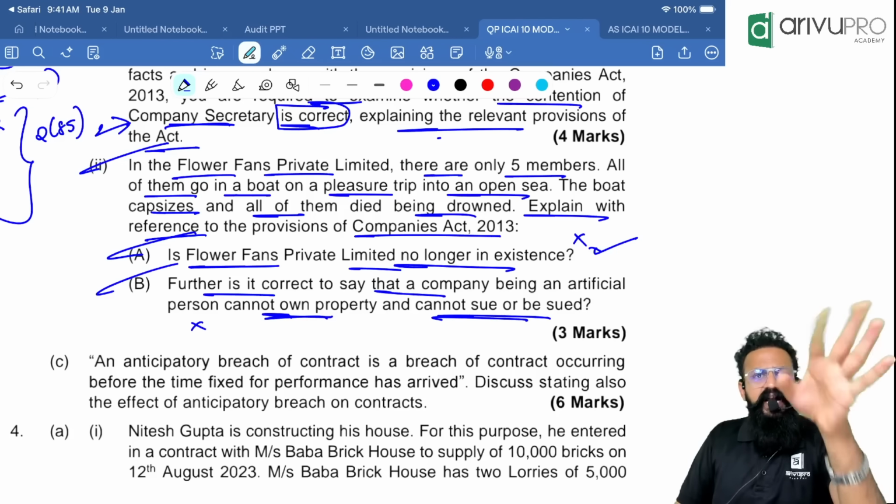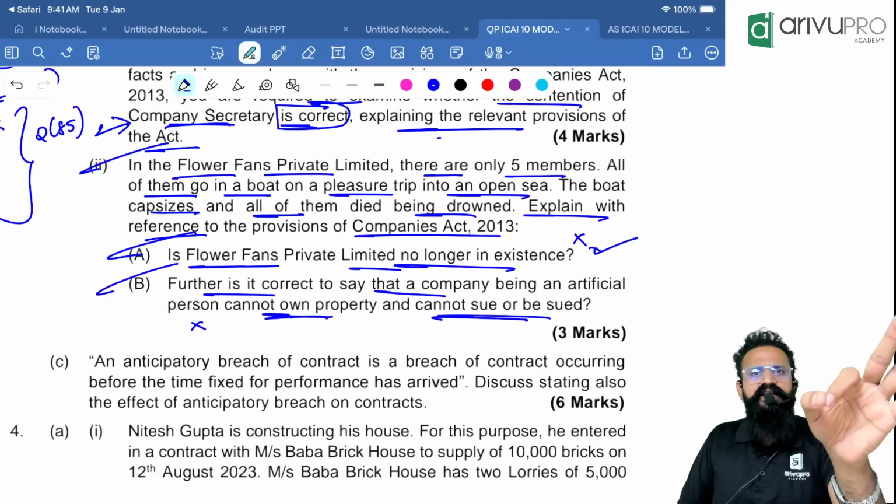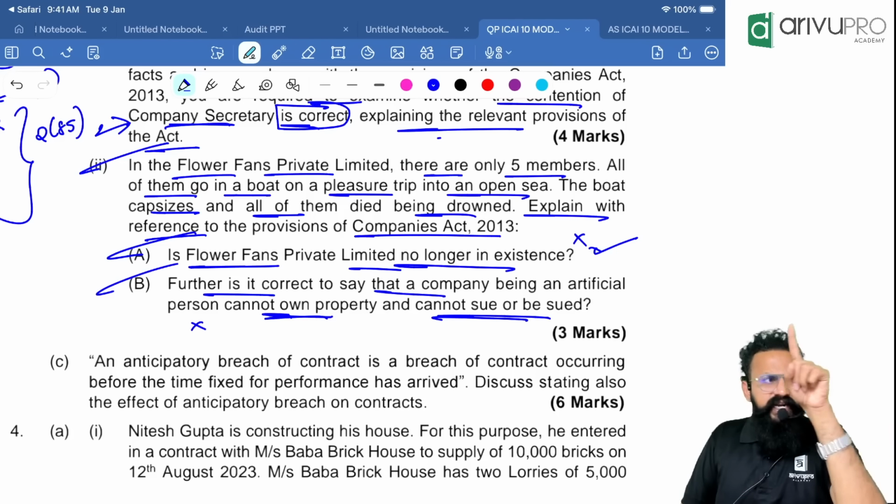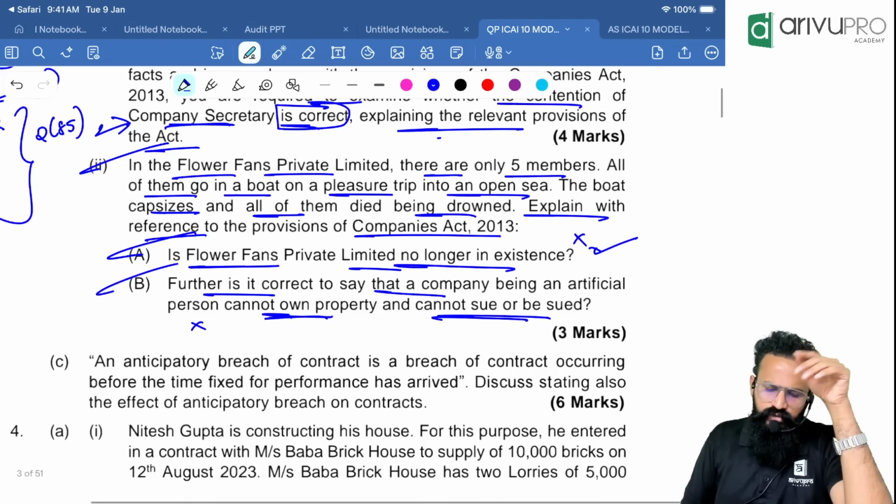As it is an artificial person, it can enter into a contract. A company is considered as a different person which has a separate legal entity. It can enter into a contract. It can hold properties in its own name. It can sue and be sued. Done.